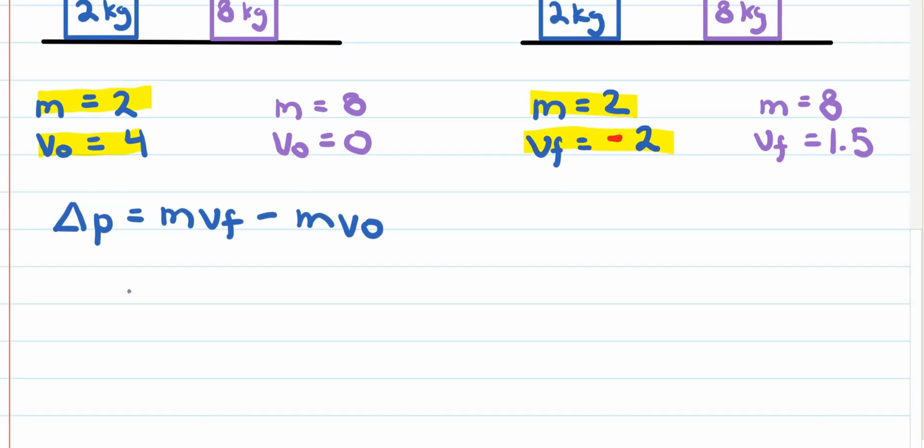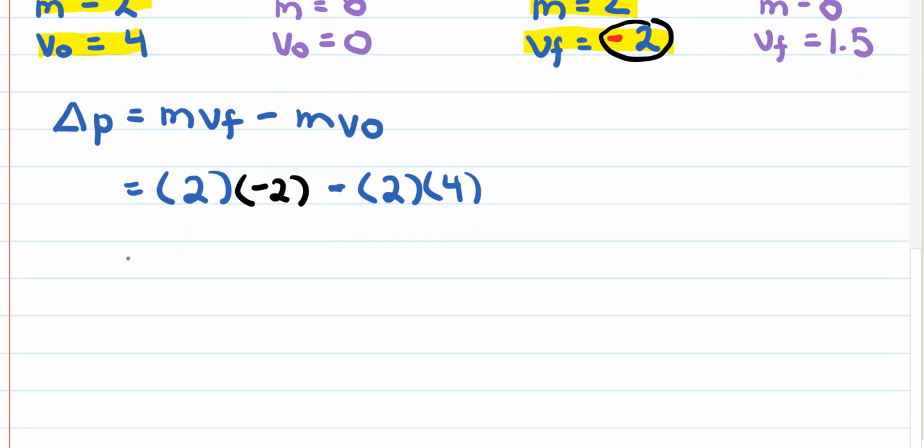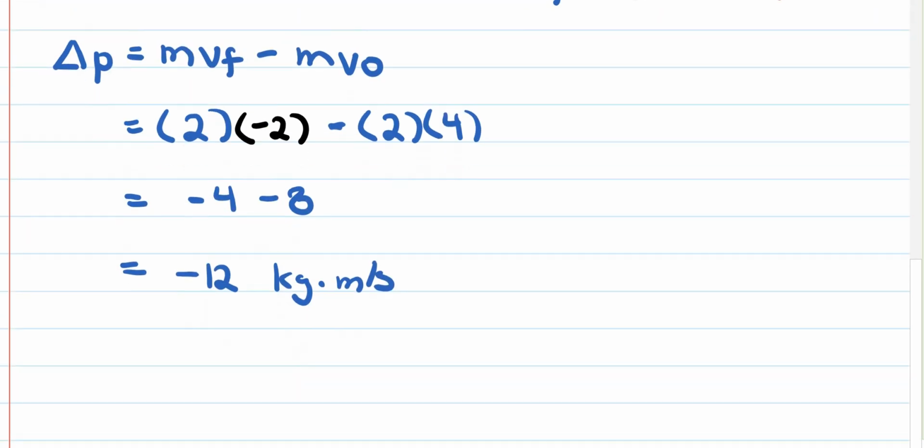So if we plug those numbers in, the mass is going to be 2 kilograms. The final velocity here was -2 meters per second because it's going the west direction. Then we minus the initial mass, which is 2, times the initial velocity, which is 4. If we compute this, we get -4 minus 8, which is -12 kilograms times meters per second. And basically this minus sign just means that we're going in the west direction.